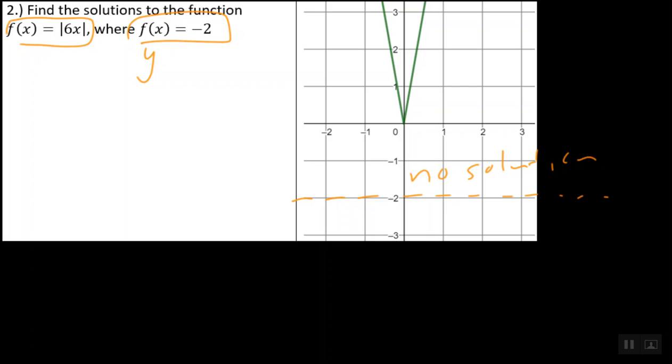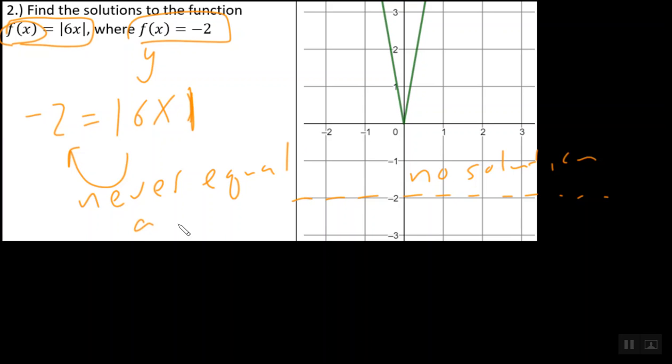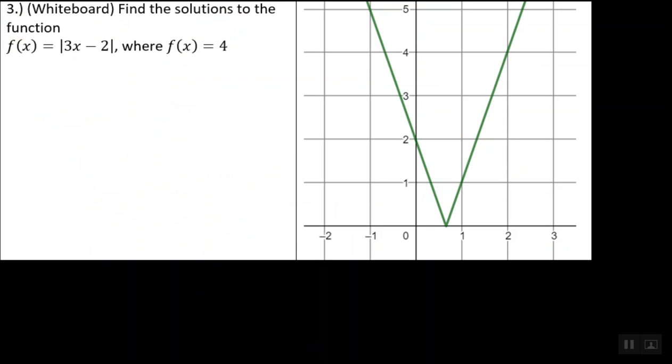And why is that? Well, if we set f of x equal to negative 2 and say negative 2 is equal to the absolute value of 6x, recall that an absolute value can never equal a negative. Alright? It can never equal a negative. And because it cannot equal a negative, we have no solution. Alright, let's move on. Okay, example 3.